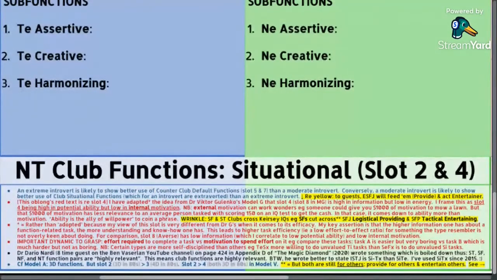There are certain things. Most people do not reach their potential. Myself included. Okay, in that case, it comes down to ability more than motivation. Ability is the ally of willpower, to coin a phrase. Yeah, I looked that up. No one's used it. Ability is the ally of willpower. I mean, there are certain tasks which just can't be done. It's beyond the ability of the person.